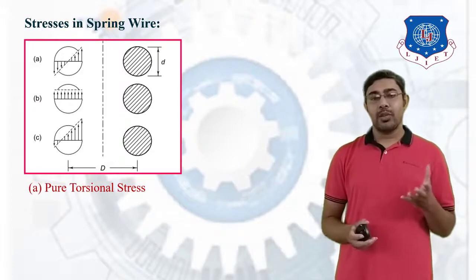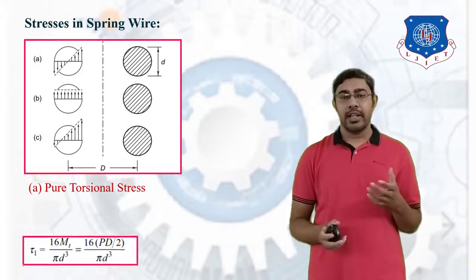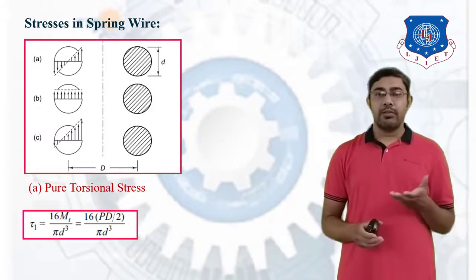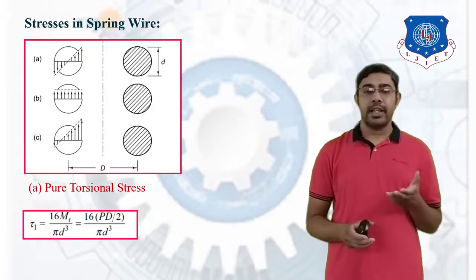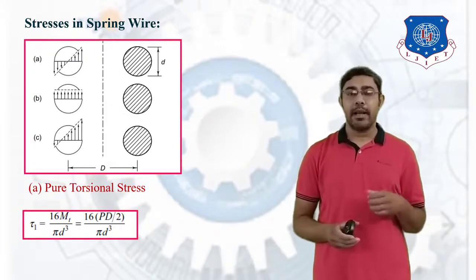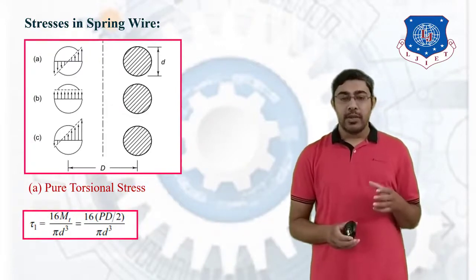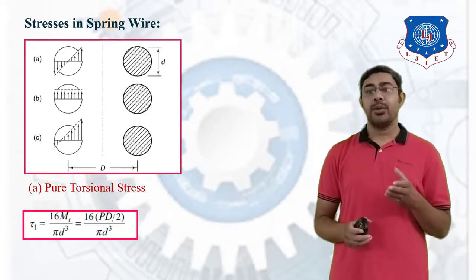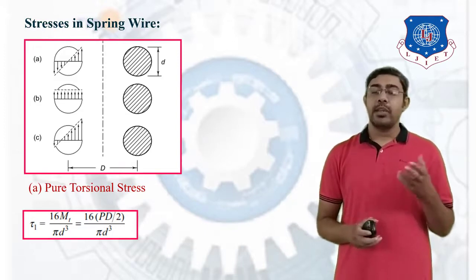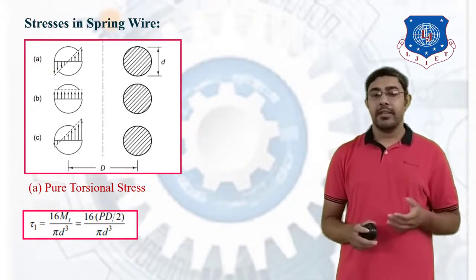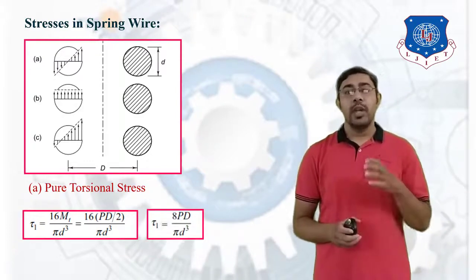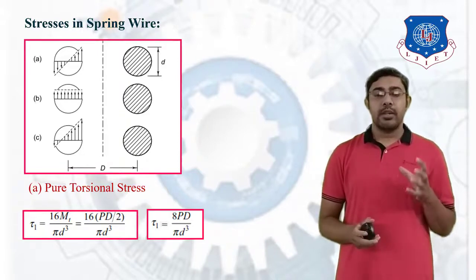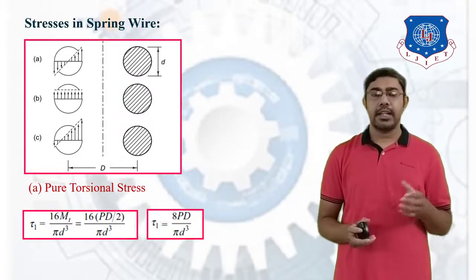The pure torsional stress is denoted by tau 1, and we know the formula for tau 1 is 16 MT divided by pi into d cube. Here MT we calculated in the previous slides, and that is nothing but P into capital D divided by 2. If we place the value of MT here, we get tau 1 equal to 8 PD divided by pi d cube. This is the pure torsional stress, tau 1.